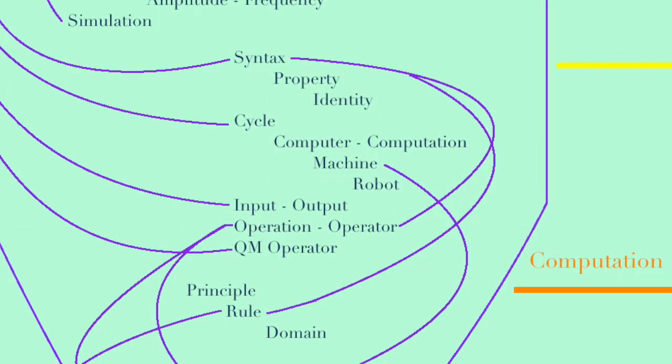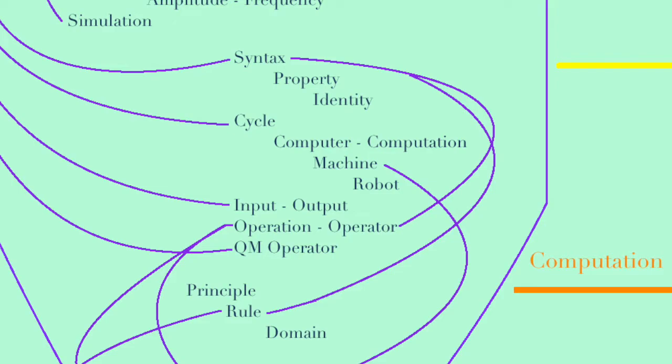The fifth level on which matter is distinguished is computation. A property is syntax associated with observations derived from substance. An identity is a particular list of properties. The cycle is the basic structure of processes. A computer is an entity possessing at least one cycle capable of being broken down into distinct steps.